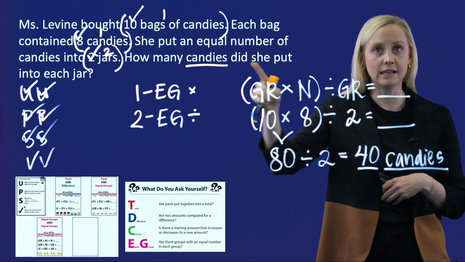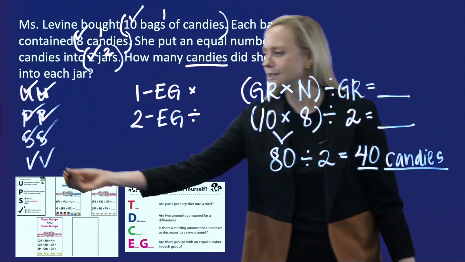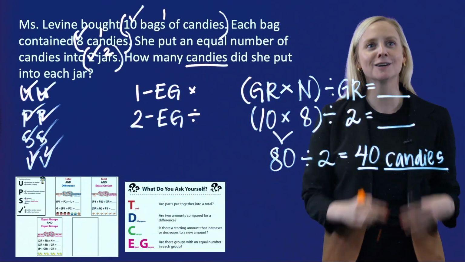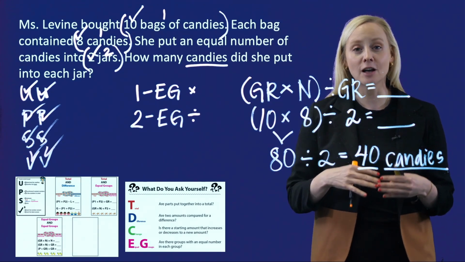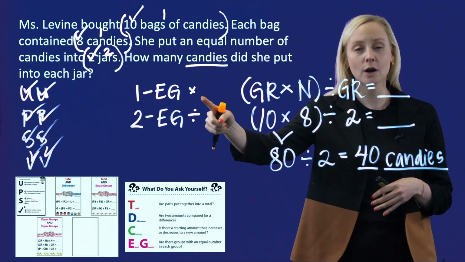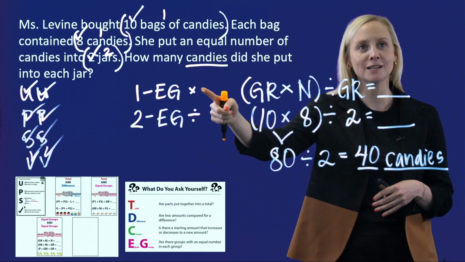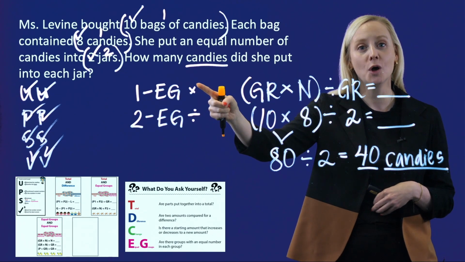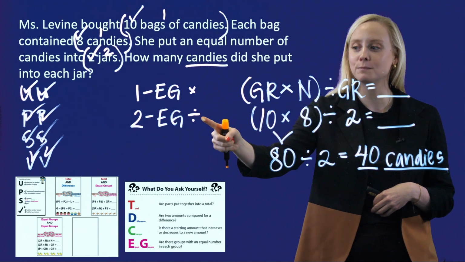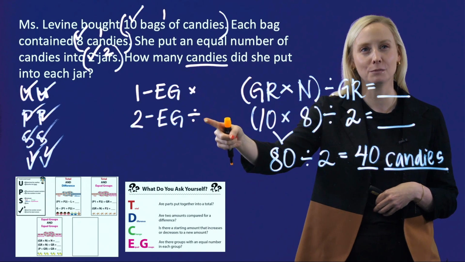My label, candies, matches what I underline, so I know my number and label answer makes sense. Nice job solving this equal groups problem where we multiplied and divided, because we had an equal groups example with an unknown product followed by an equal groups example with a known product.